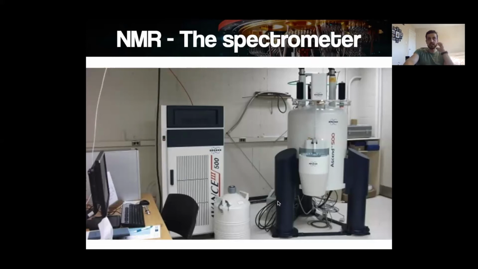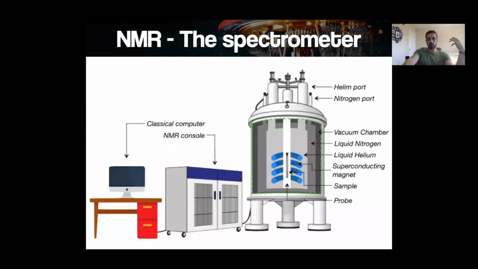So if you walk into an NMR lab, you're going to see 3 distinct components. You're going to see a classical computer that's used for controlling the spectrometer. You'll have this box here that takes care of all the electronics. And then this here is where the magic happens. So let's open up and see what they look like on the inside.